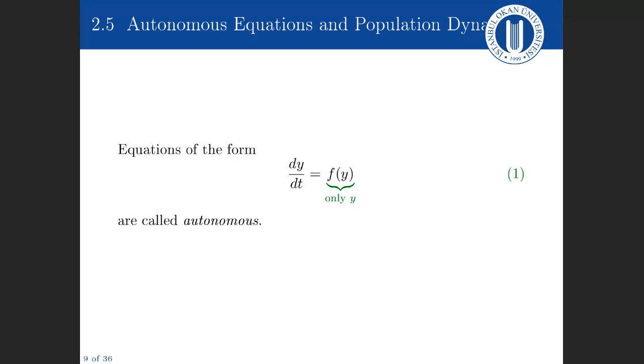For the rest of today's class, we're going to be talking about autonomous equations. What is an autonomous equation? An autonomous equation is an equation of the form dy/dt is equal to some function of y. Usually we have functions of both t and y. If our function doesn't depend on t, if it's only a function of y, then our equation is called autonomous.